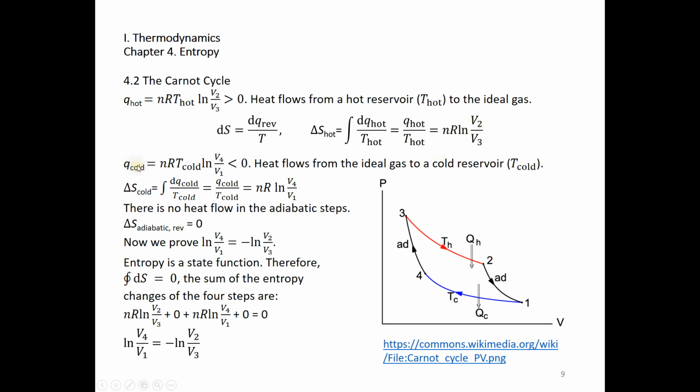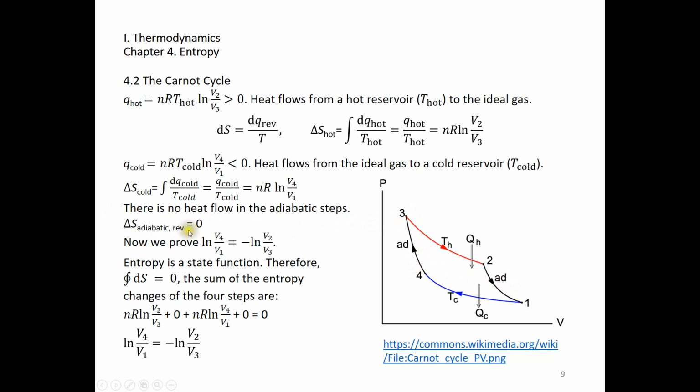Similarly, we have Q cold, and we can derive the entropy change of this isothermal compression. We have this expression: volume decreases and entropy decreases. All right. There is no heat flow in the adiabatic steps. So this is adiabatic expansion. This is adiabatic compression. Both are reversible.